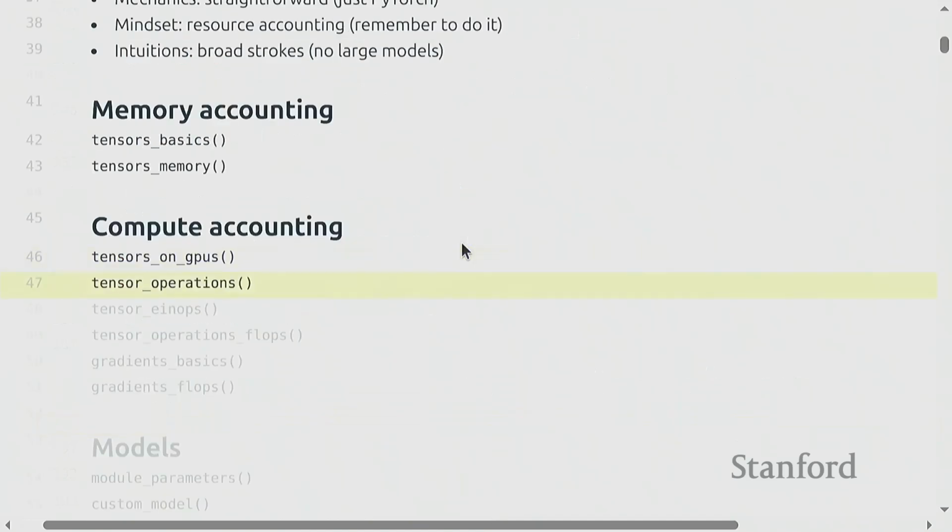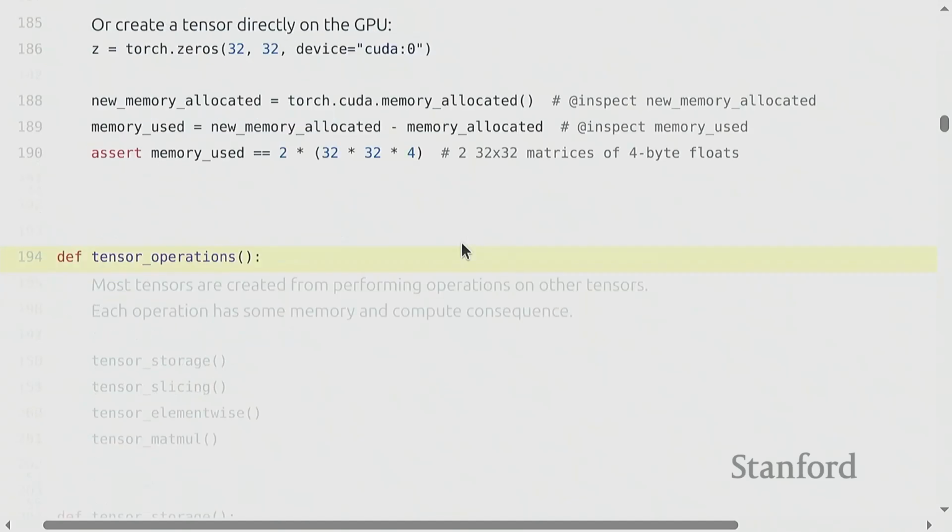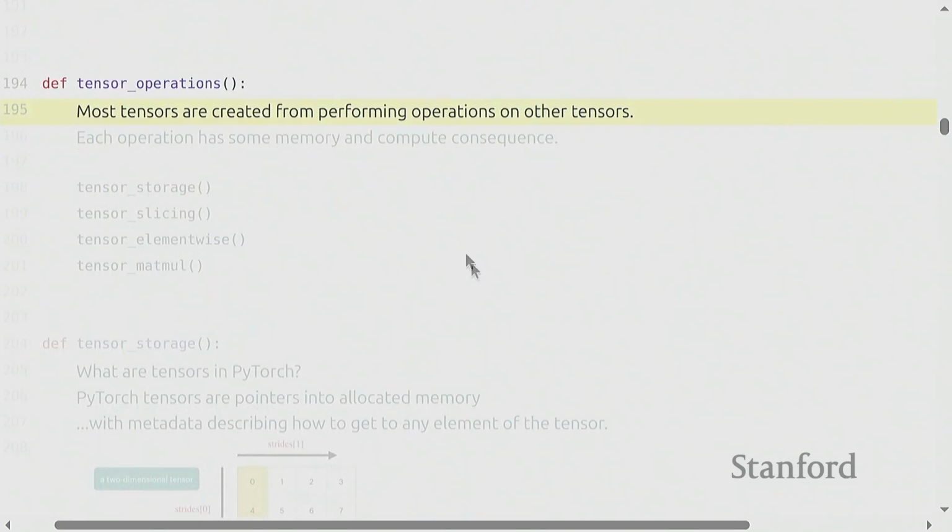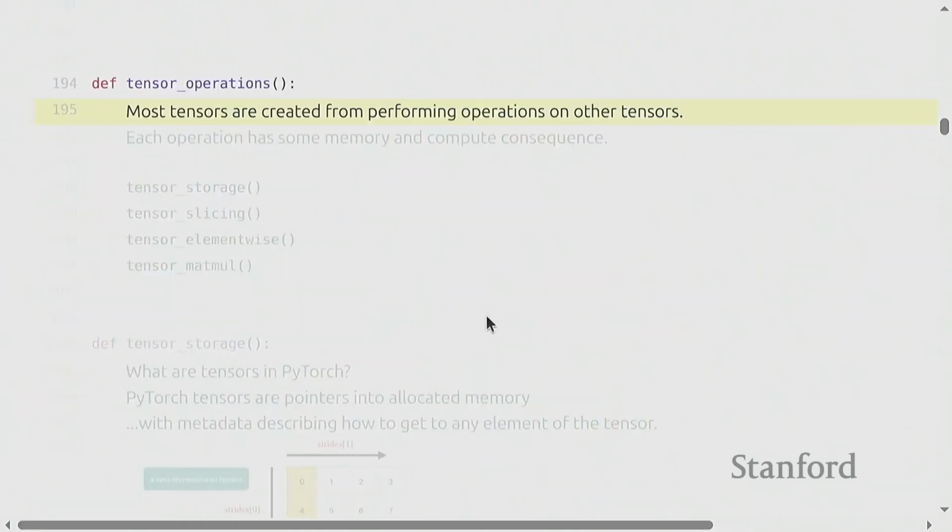Okay, so now you have your tensors on the GPU. What do you do? There are many operations that you'll be needing for assignment 1 and in general to do any deep learning application. And most tensors you just create by performing operations on other tensors. And each operation has some memory and compute footprint. So let's make sure we understand that.